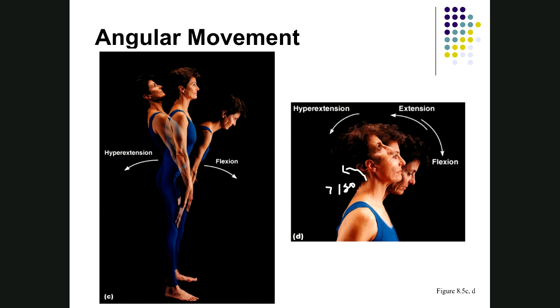But if you look up at the clouds or you look at the stars, you go past 180 degrees, and that's hyperextension. Same thing here with the trunk. If you bend forward, that's flexion. If you straighten back up, that's extension. If you bend backwards, that's hyperextension. Any questions about those three?